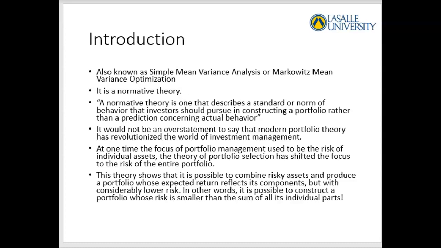So this theory shows that it is possible to combine risky assets and produce a portfolio whose expected returns have still considerably lower risk compared to other portfolios. So in other words, it is possible to construct a portfolio of assets whose risk is smaller than some of all of its individual parts.